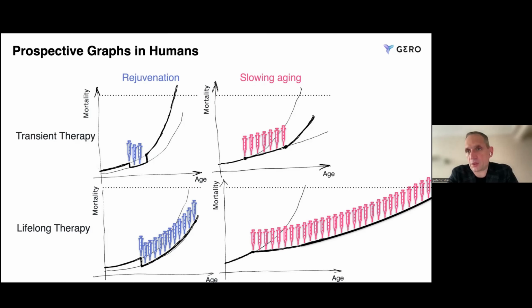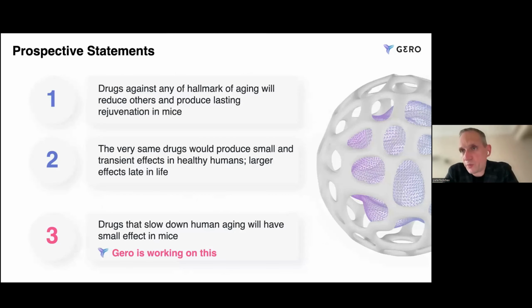If you act against damage, if you act against the entropic component, that actually controls the resilience. If you control resilience, you have a chance to slow down aging, and the effects of such interventions would not disappear. So the longer you apply them, the larger would be the effect. We have been predicting that for a few years now, and we keep saying that drugs against any hallmark of aging will reduce essentially all other hallmarks of aging in mice, and you can even produce rejuvenation in mice. The very same drugs would produce very small effects in humans, and the effects would be transient, meaning that larger effects would occur late in life.